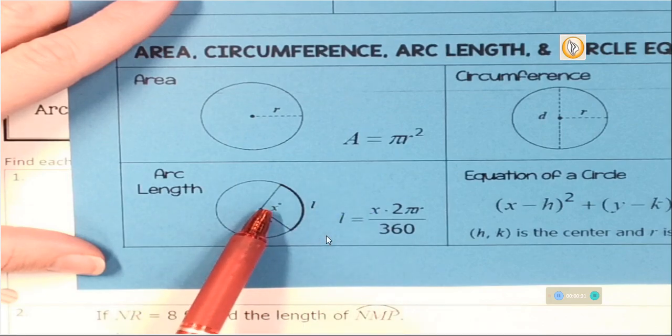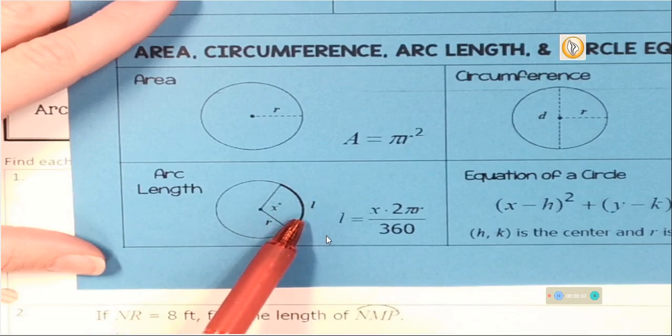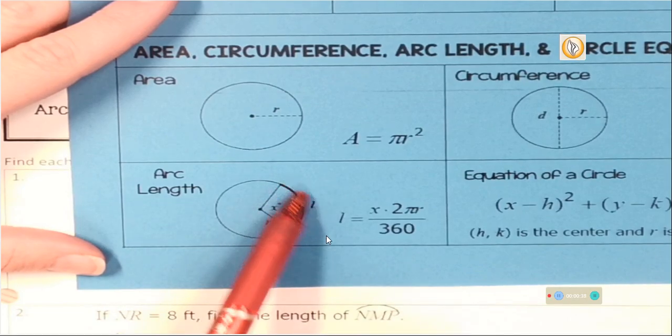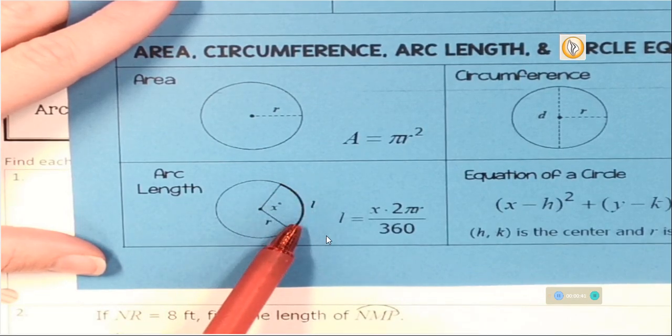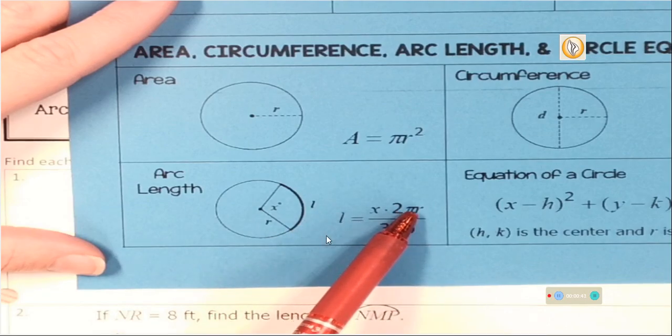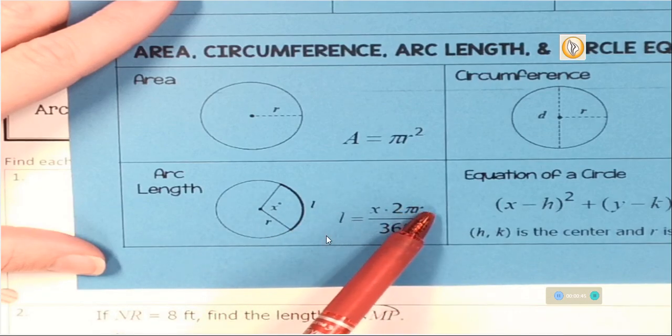Where do you see it here? The amount of degrees. So it's the measure of the central arc, which is the same in degrees because the central angle is the same as its arc. All right? 2 pi r. What is 2 pi r?